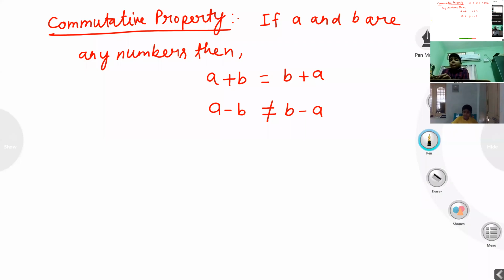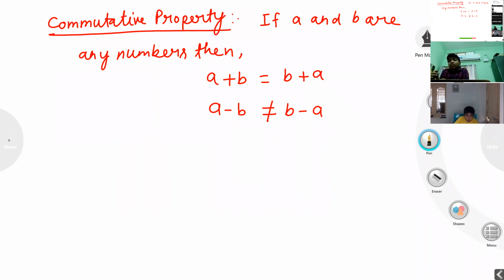I was explaining about the commutative property. If A and B are any numbers, then A plus B is equal to B plus A. A minus B is not equal to B minus A. Why is A minus B not equal to B minus A? With the help of examples, we can check it.